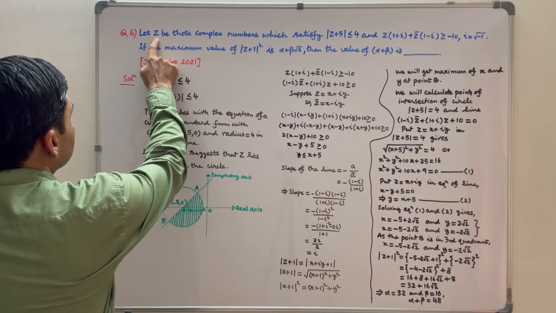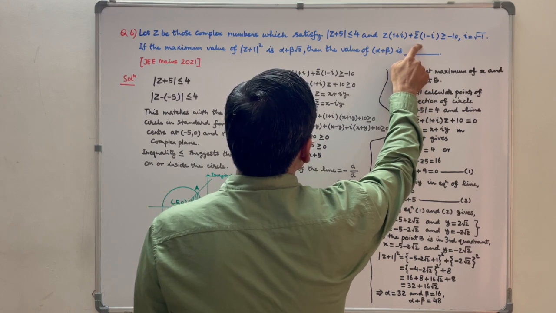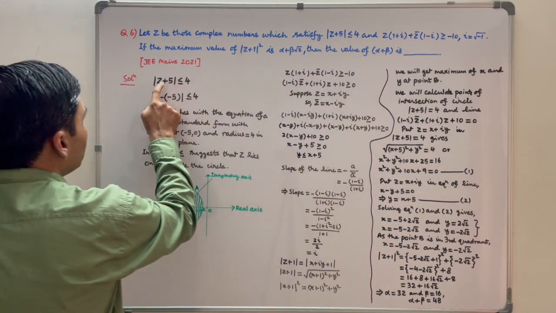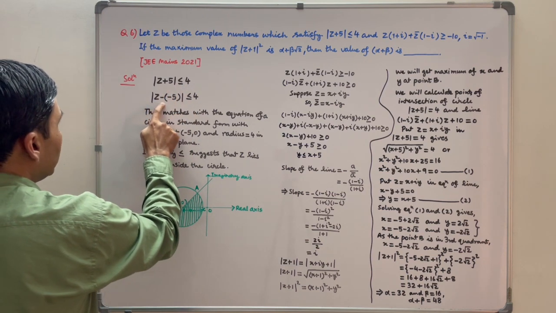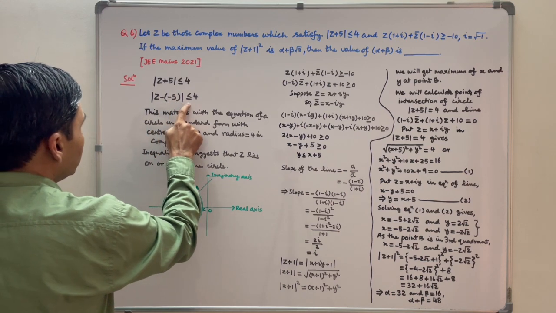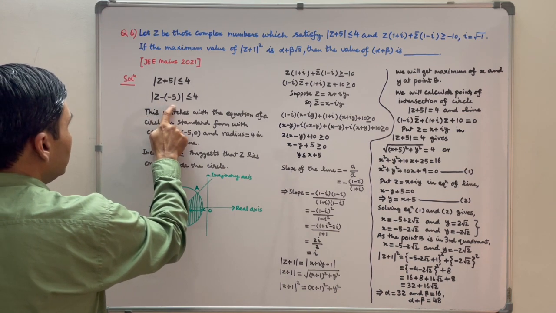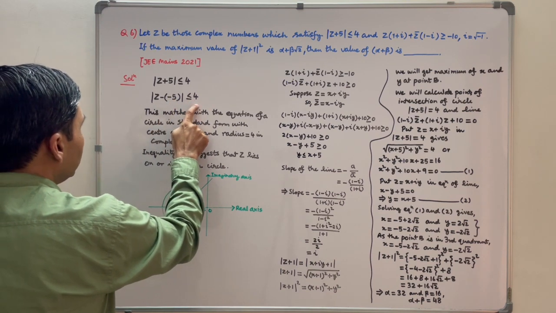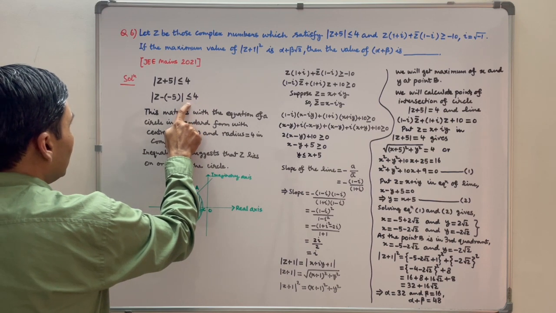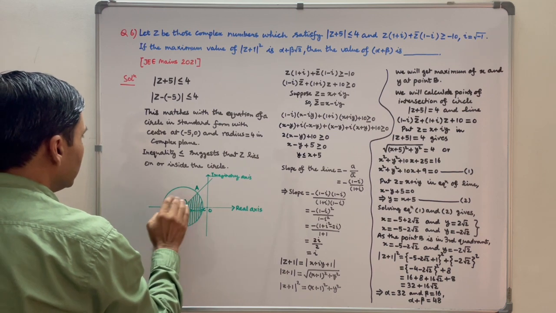It is given that z satisfies these two inequalities. So first, let us understand its meaning. First inequality is mod z plus 5 is less than or equal to 4. This can be written as mod z minus in bracket minus 5 is less than or equal to 4. This matches with equation of a circle in standard form, which is given by mod z minus z0 is equal to r, where z0 is the center and r is the radius. Inequality less than or equal to means z lies somewhere on the circle or inside the circle.